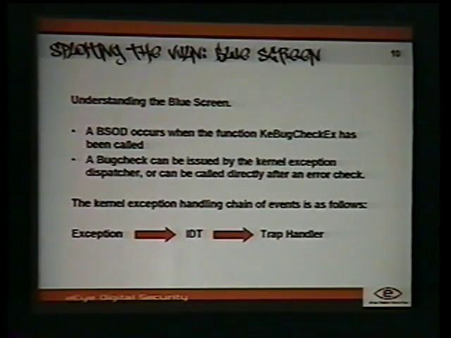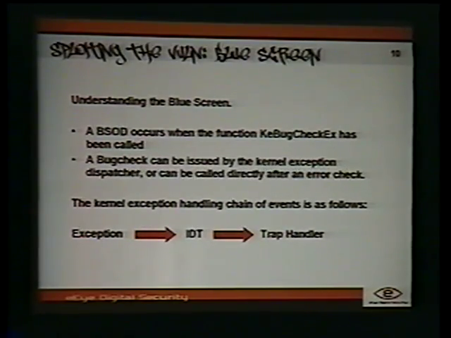All right, behind the blue screen. No doubt everyone's run into that. But what exactly goes on? This is how the kernel exception handling works. When an exception is triggered, it can do a number of things. It can be passed off to KiDispatchException, and the bug check will be called from within that routine. Now, KeBugCheckEx is what drops you the blue screen, and all the code involved is within that function.